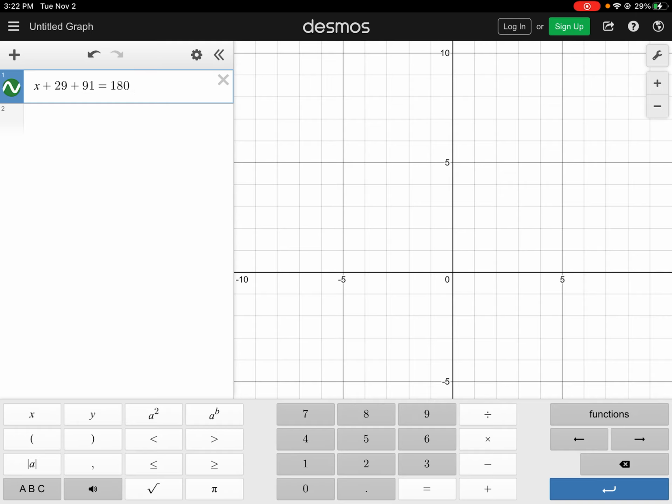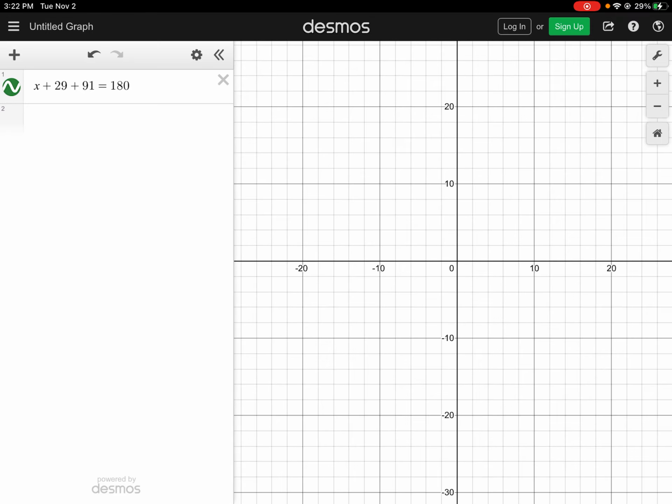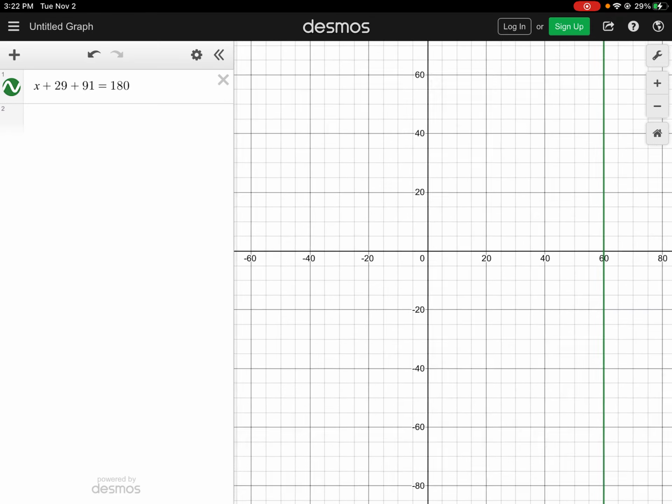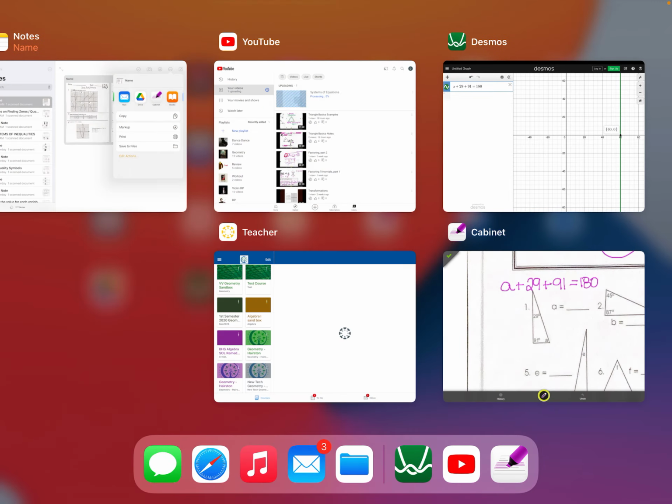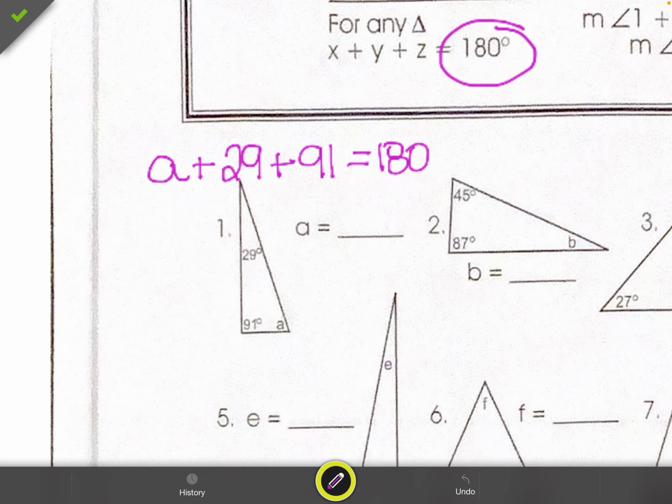Now, if you notice on my screen, I cannot see anything happening, right? So scroll out, we have to find our line. Oh, there it is, kind of out there. Once you get it where you can see the line, tap on your x-axis, your horizontal axis, it'll make a dot, double tap it, and it'll give you the answer. Your x value, which is your first number, is your answer to your equation. So A is going to be 60, and since we're finding angle measures, we put the degrees.